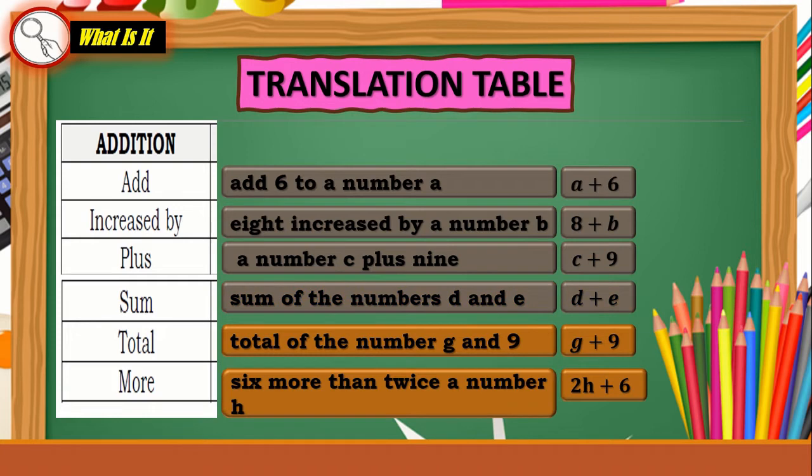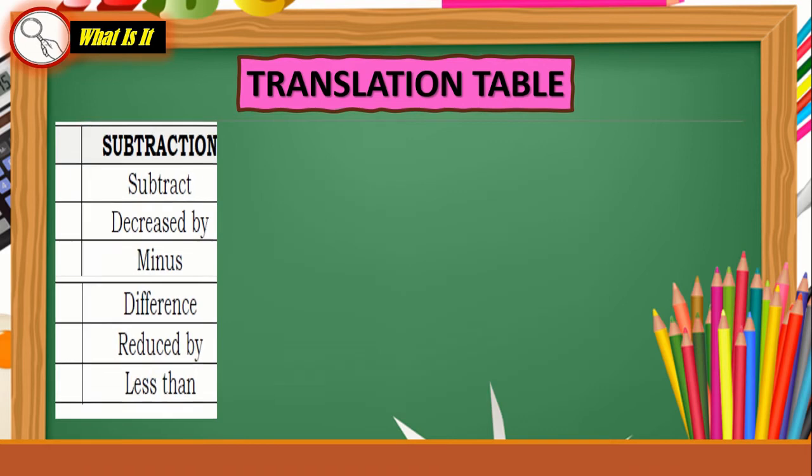Sum of the numbers D and E, that's D plus E. Total of the number G and 9, that's G plus 9. 6 more than twice a number H, that's 2H plus 6. Let's move on to subtraction.